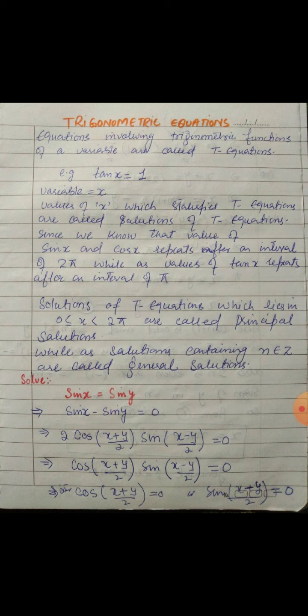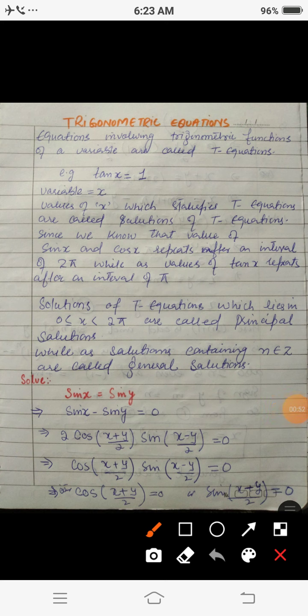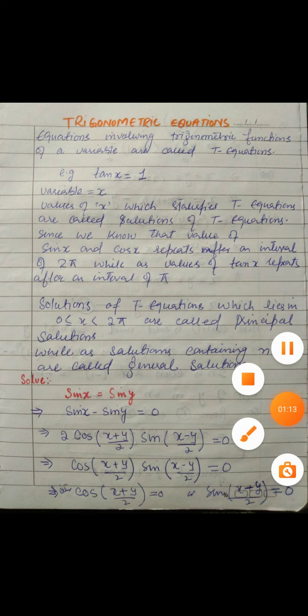Equations involving trigonometric functions. You know that trigonometric functions like sin x, cos x, tan x, cosec x, and cot x, these are the trigonometric functions or the ratios of these trigonometric functions. Now, if any equation contains such functions, that equation is called a trigonometric equation. Like if we consider tan x equals 1, here we have the equality sign. Now this equation contains the trigonometric function tan x, so this special equation is called a trigonometric equation. Here x is a variable, so it can take different values.